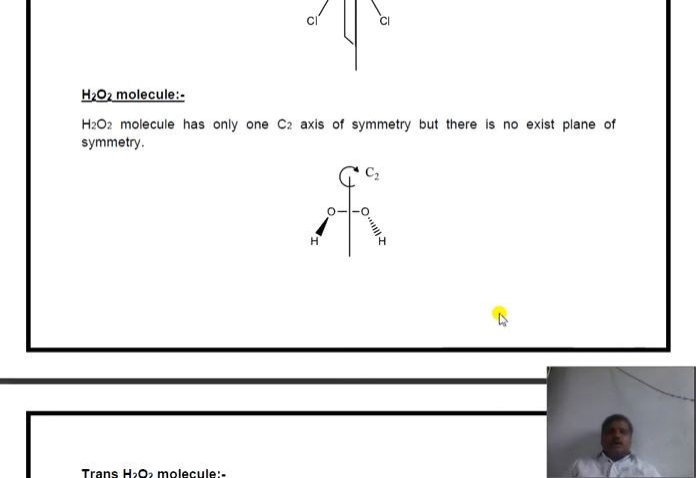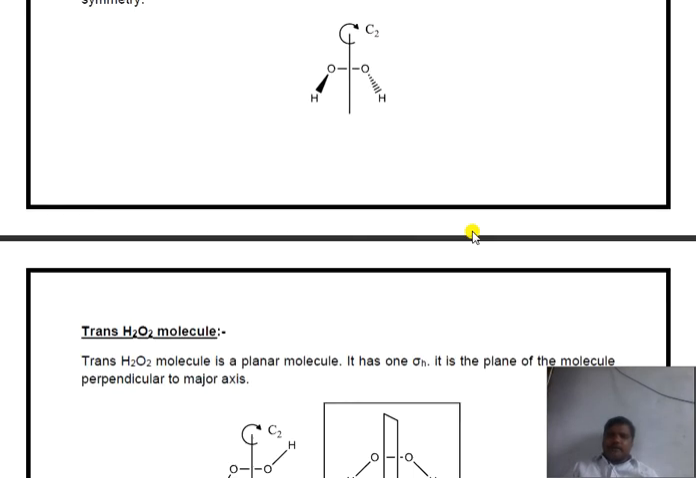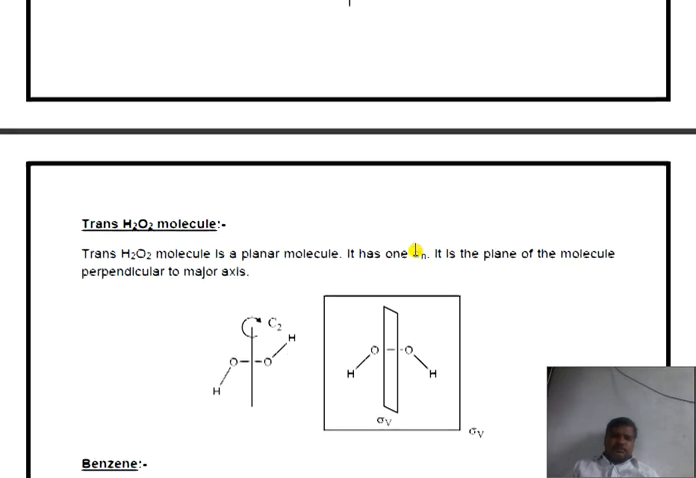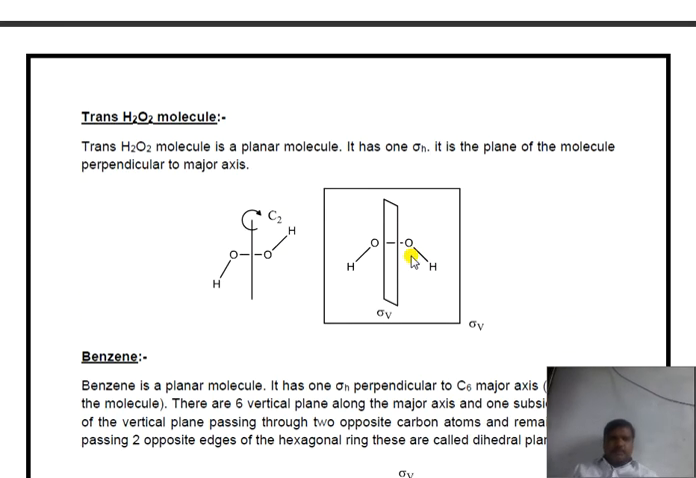Next, H2O2 molecule. In this, there is a principal axis C2, but there is no plane of symmetry of any type, horizontal or vertical or dihedral. This is a cis form. This is a trans form. In this, there is a C2 axis of symmetry, which is the principal axis. For this, there is a plane of symmetry which is parallel to the principal axis. So it is a sigma v.